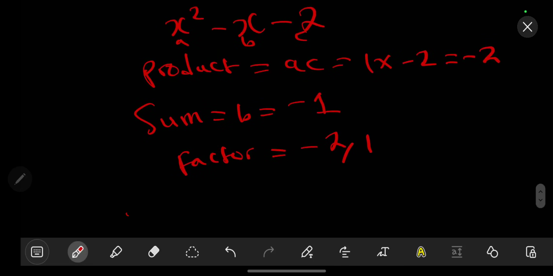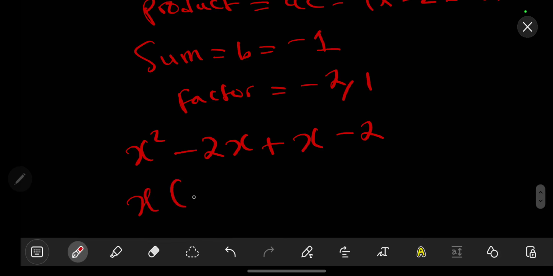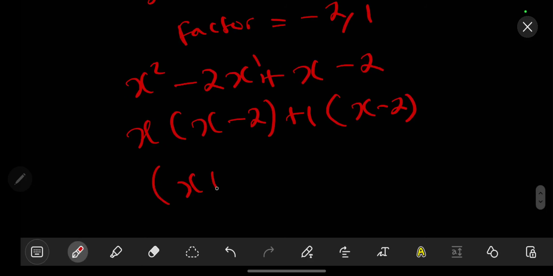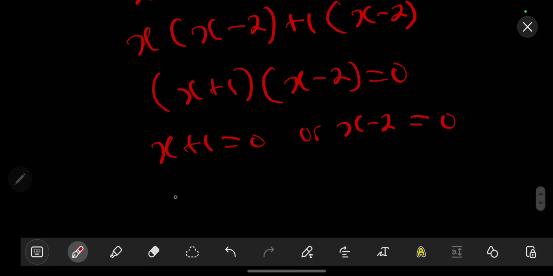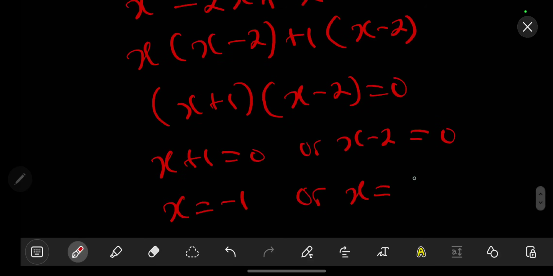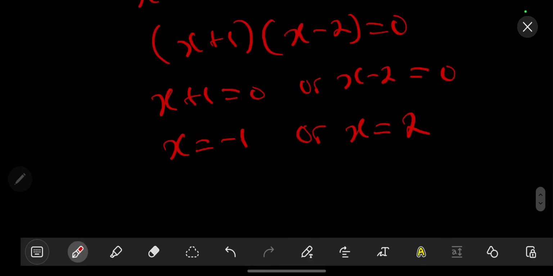So replace the factors there. So we have x squared, then minus 2x, then plus our x, so we just use these values, then minus 2 like that. So we have x, open brackets, x minus 2, we are factorizing in parts, then plus 1, x minus 2. So we have our x plus 1 and our x minus 2 should be equal to 0. So either x plus 1 is equal to 0 or our x minus 2 should be equal to 0. So this means that x is equal to negative 1 or x is equal to a positive 2 like that. So this is what we have.